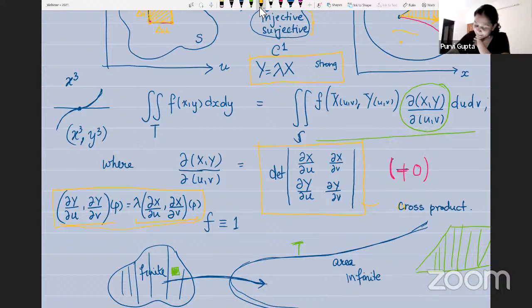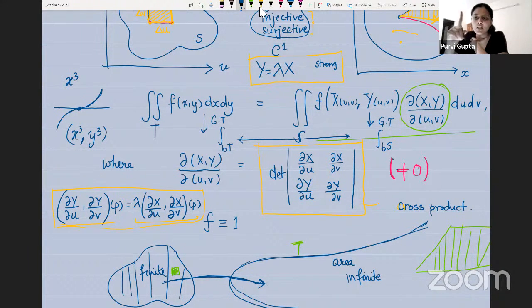So the way the proof will go is that, since you have brought this up, I will convert this side to an integration over BT. I will convert this side to an integration over BS by Green's theorem. And then how do I make these two match? Here I will use the one-dimensional change of variable formula. That's the idea. You're right.